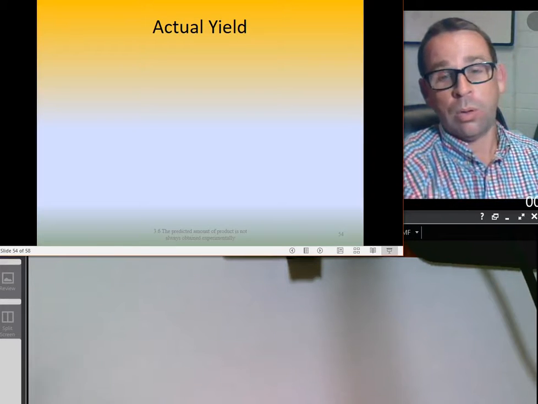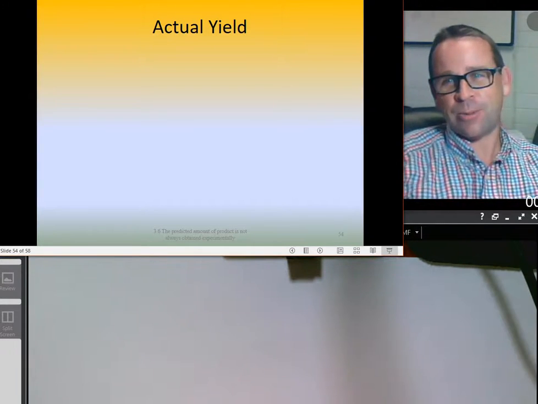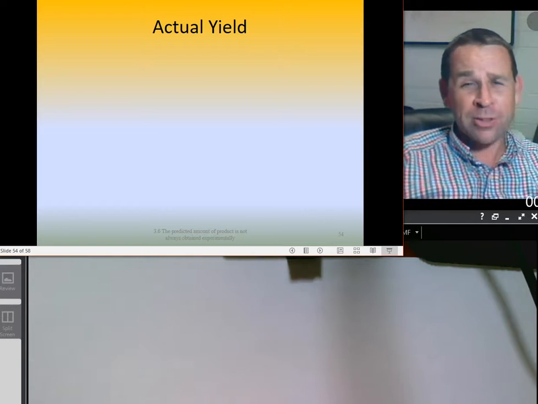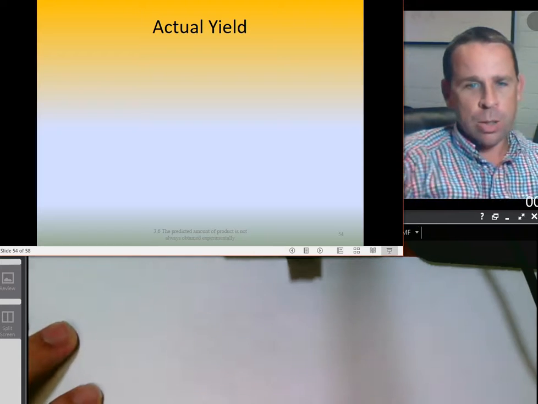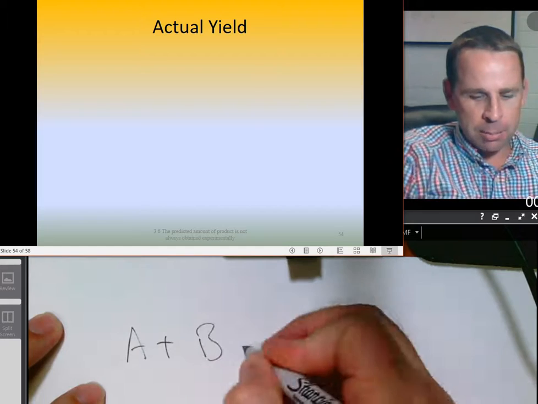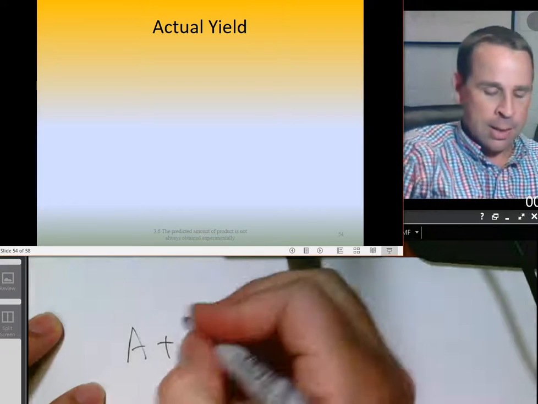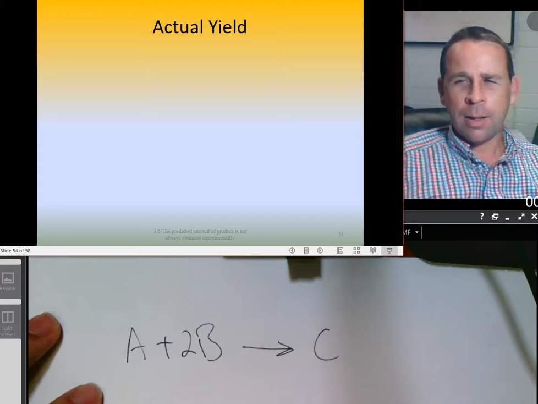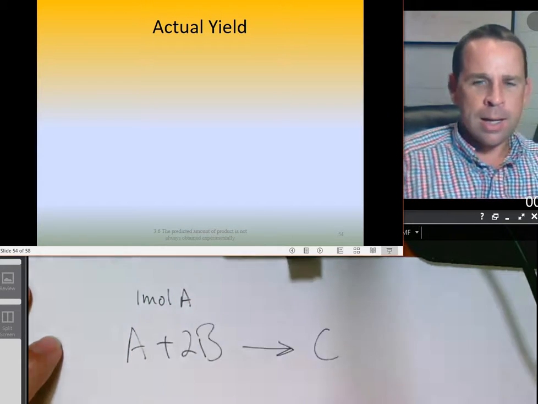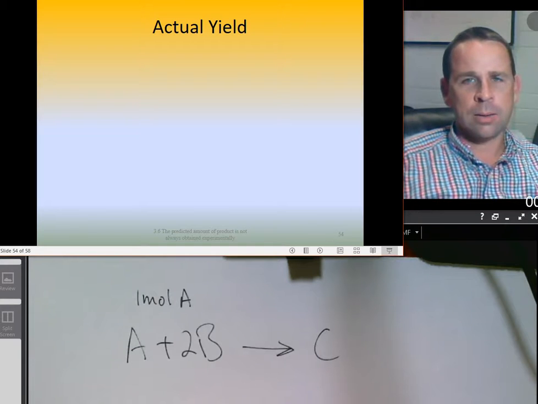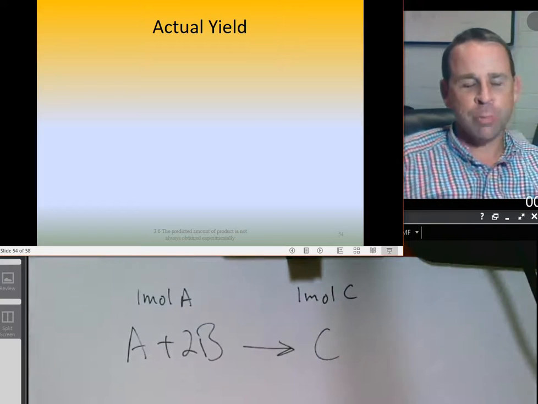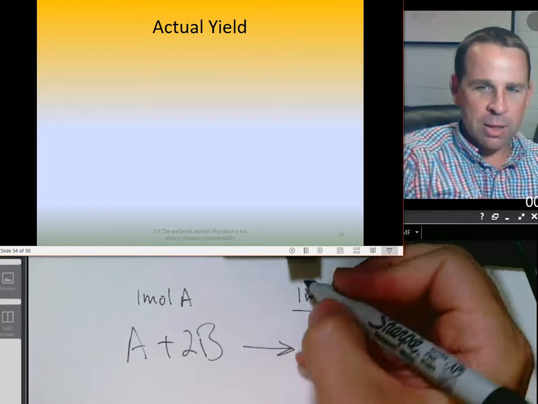All right, so we had a conversation about actual yield. The actual yield is what you actually get when you perform a chemical reaction. So, for example, if I have a chemical reaction, A and B combining to form C, and let's give some stoichiometry here. If I know that I have 1 mole of A that is going to react this way, then I should get 1 mole of C. That would be my theoretical yield.